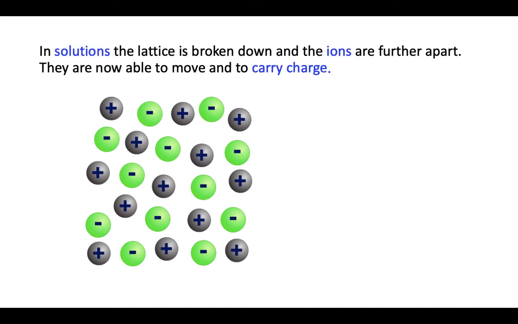However, when we dissolve an ionic lattice, an ionic solid in water, what happens is the ions, although they are still very much attracted to each other, they separate out. So they're not as tightly packed together anymore. The lattice is broken down, the ions are further apart, and because they are further apart, they are now able to move and carry charge. They can carry that electricity from one end to the other throughout the substance.